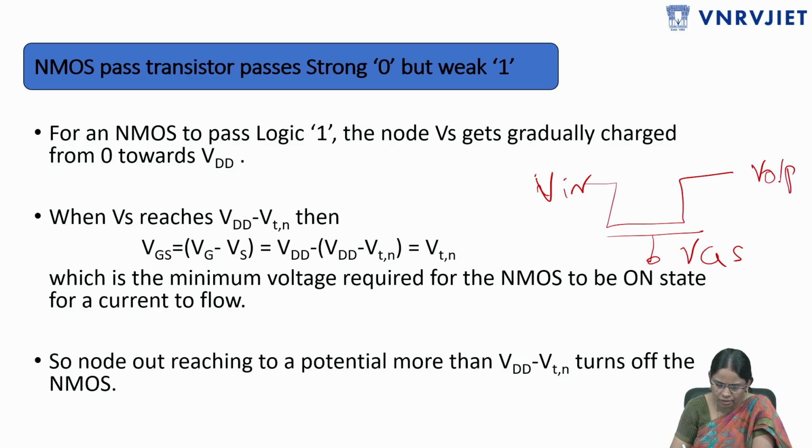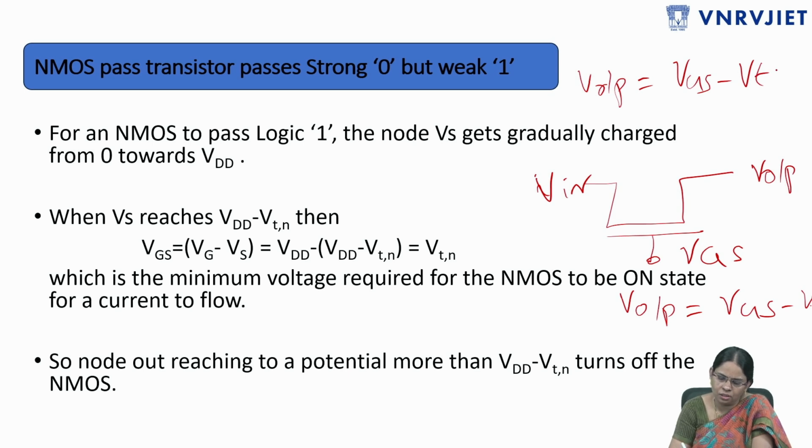So in this one we can say that V output is equal to VGS minus V threshold. Some threshold voltage is subtracted from the gate to source voltage, which causes a degradation in the voltage level of 1. That is the reason it is a weak 1.